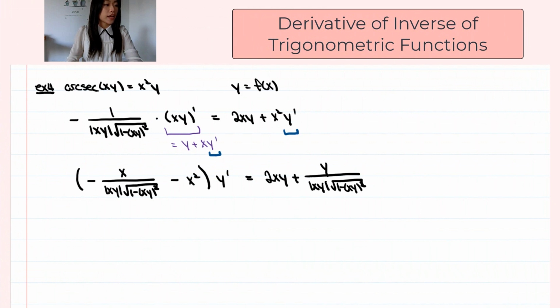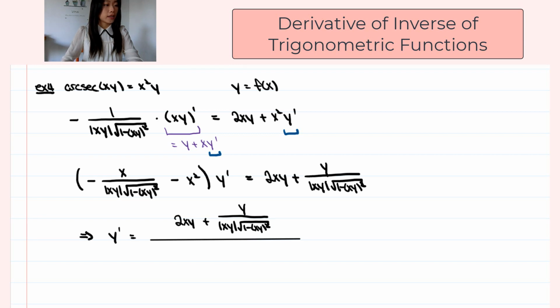And the last step is to isolate for y prime. So I move the terms in brackets to the right hand side. I get 2xy plus y divided by absolute of xy times square root of 1 minus xy squared. And divide the whole thing by negative x divided by absolute of xy square root of 1 minus xy squared minus x squared. And of course, you can put them in common denominator and make this look prettier.